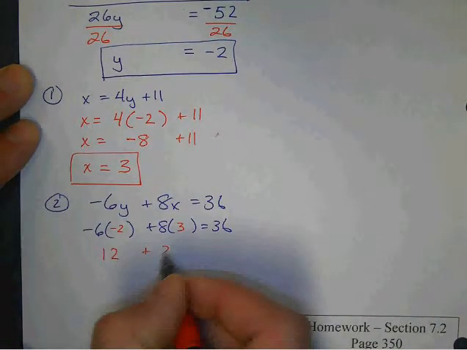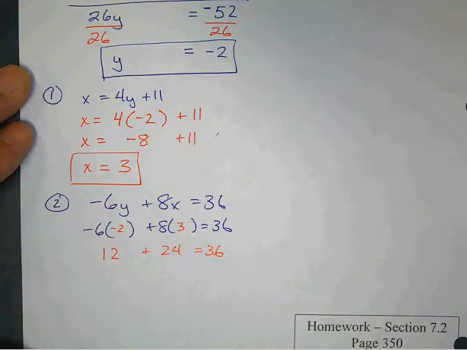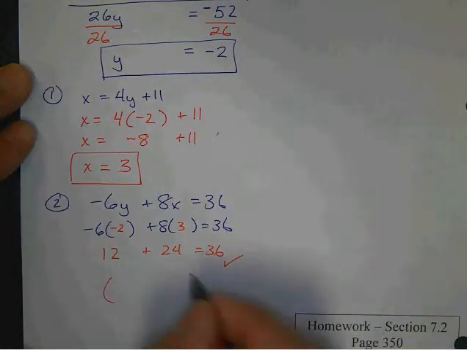All right. Moment of truth. What do you think? We got it. So let's put our answer. 3, comma, negative 2.